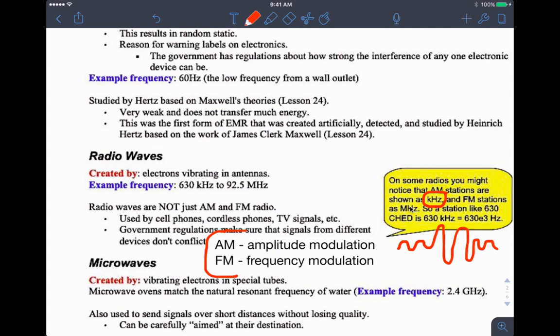And FM radio is frequency modulation. That's where you actually change the frequency. So it can look something like this, and then you come back like this. Okay, so you actually are changing the wavelength. Because you change the wavelength, you change the frequency. FM stations are in megahertz, so that's 10 to the 6th cycles per second. Radar is also in that category, or I think it's before radio waves, but I might have that backwards.